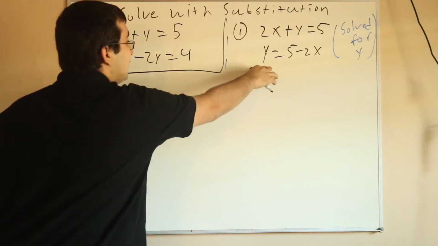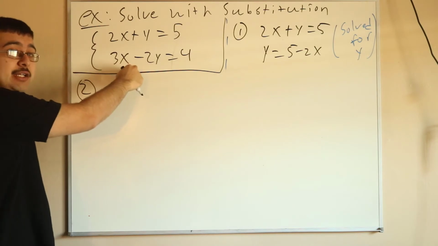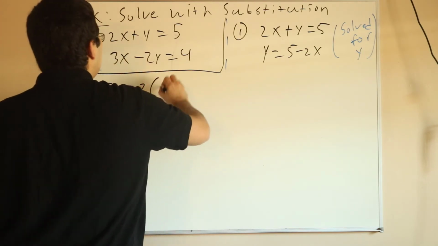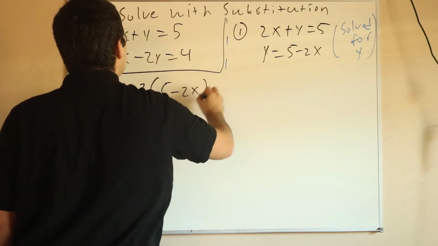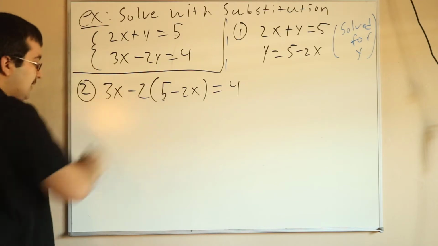So we're going to take this variable we just solved for, y, and we're going to plug it into our remaining equation. In other words, I'm going to have 3x minus 2 times 5 minus 2x equals 4. Alright, I have substituted the variable y.